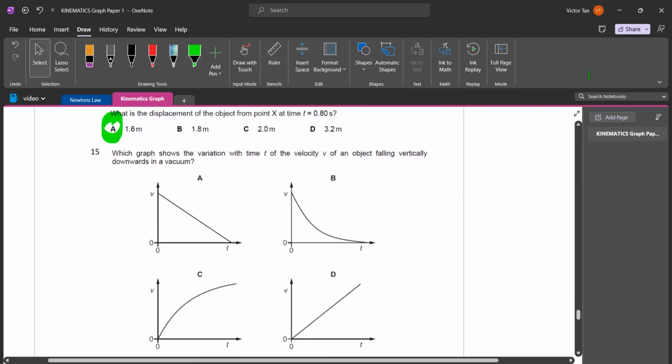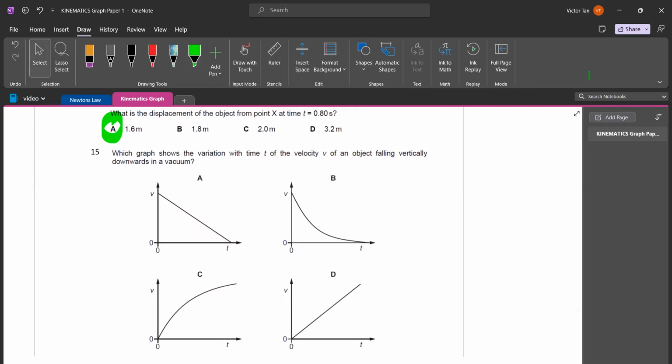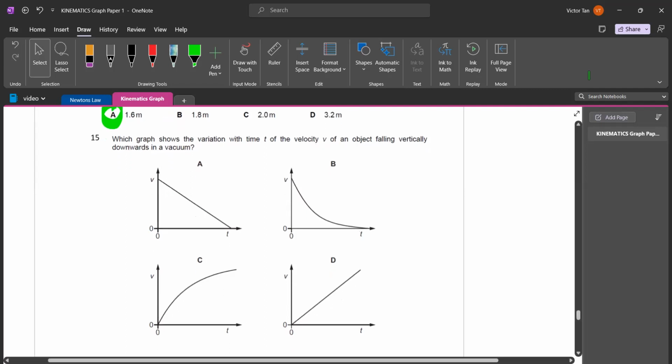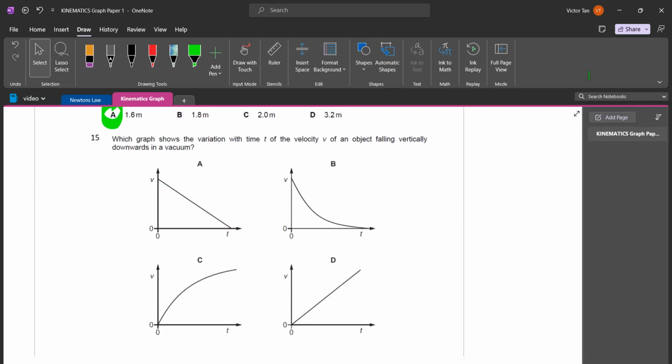This graph shows the variation with time t of the velocity v of an object falling vertically downwards in a vacuum. So in a vacuum, there is no air resistance. It is falling with an acceleration of free fall. So it must have a constant gradient. So if it's falling, you take the velocity downwards as positive. So the velocity would be increasing. D.